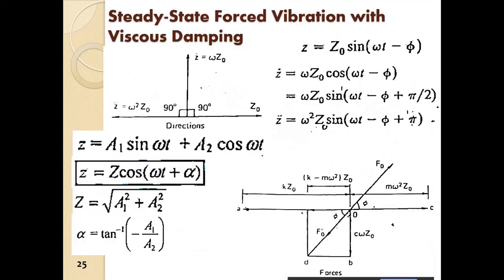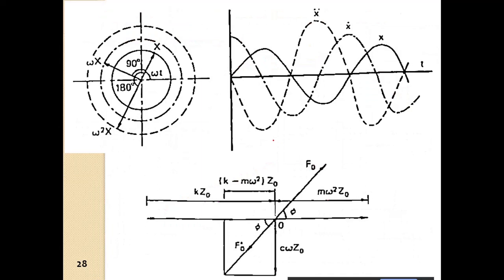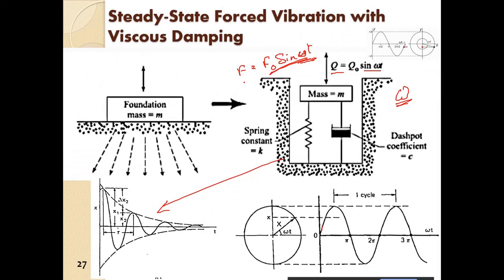Okay, so for that we have this phase diagram, and ultimately we can draw a phase diagram similarly for this system, where it is acted upon by F naught sine omega t. Okay, so ultimately we have mass into acceleration plus c into velocity plus k into z is equal to the applied force F naught sine omega t.